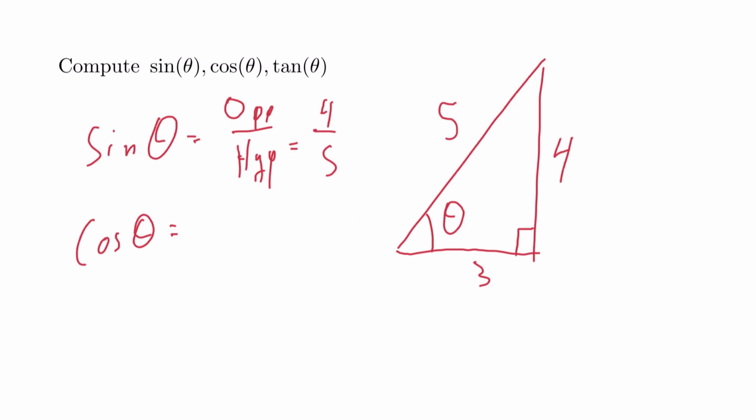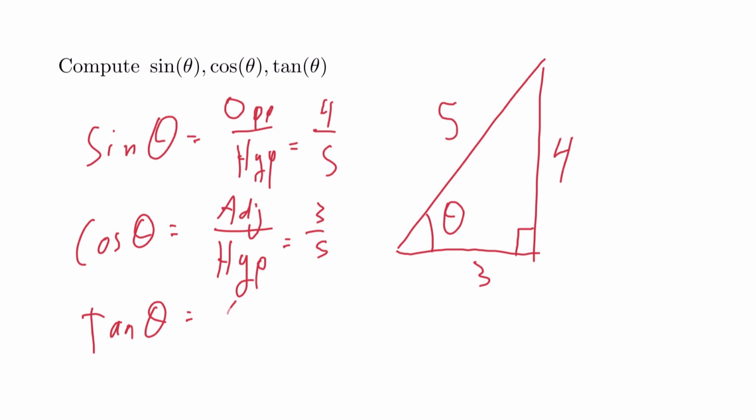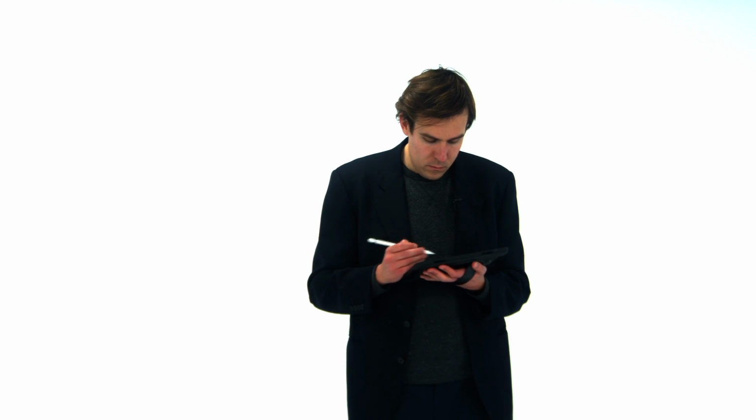Cosine of theta is adjacent over hypotenuse. So 3 over 5. And tangent of theta is opposite over adjacent, which in this case is 4/3. So in this case, this is not too bad, I don't think. You just have to remember what these definitions are. Let's look at another one.